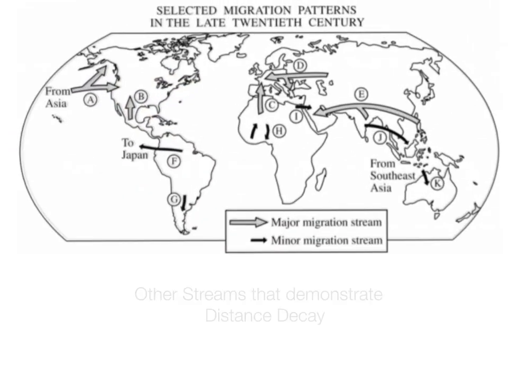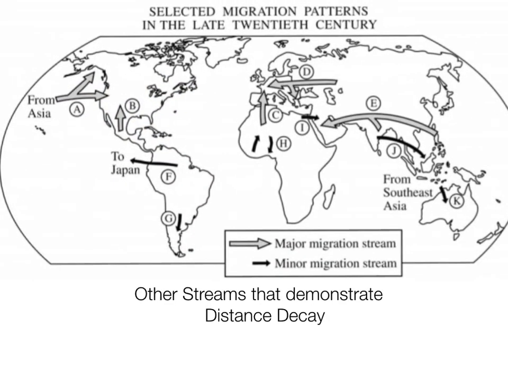Now you do not have to use this migration stream because there are other streams that really demonstrate the concept of distance decay as well. Stream C demonstrates it because, as we can see again, similar to stream B, migrants are traveling short distances. Additionally, stream D also demonstrates this concept.